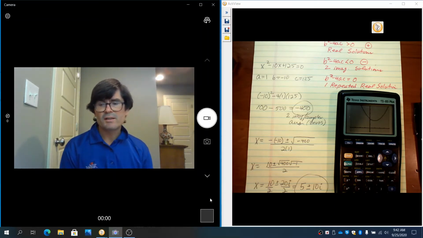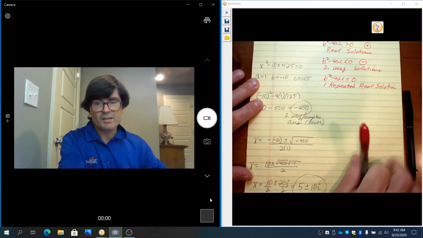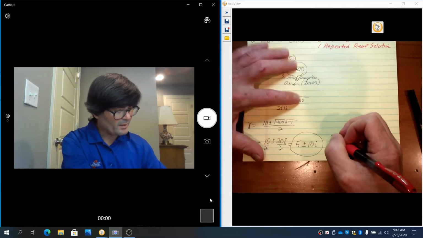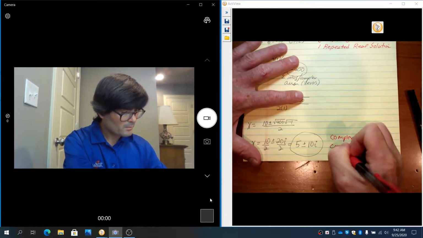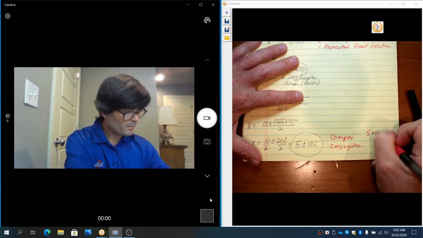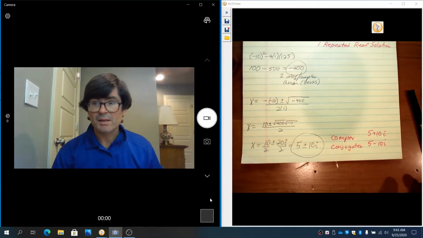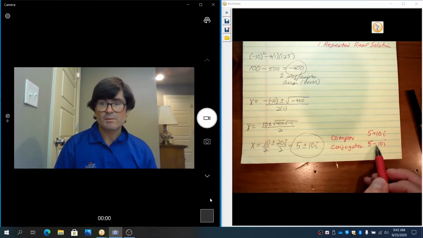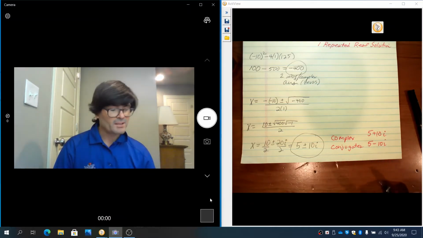Something also worth mentioning here is the concept of complex conjugates. We've mentioned this previously, but I just want to write that down. That's 5 plus 10i and 5 minus 10i. Those are called complex conjugates. Conjugates are simply when you have the same items with the opposite sign between them. And when I tell you that imaginary numbers come in pairs, they come in conjugate pairs. They always come like this together.